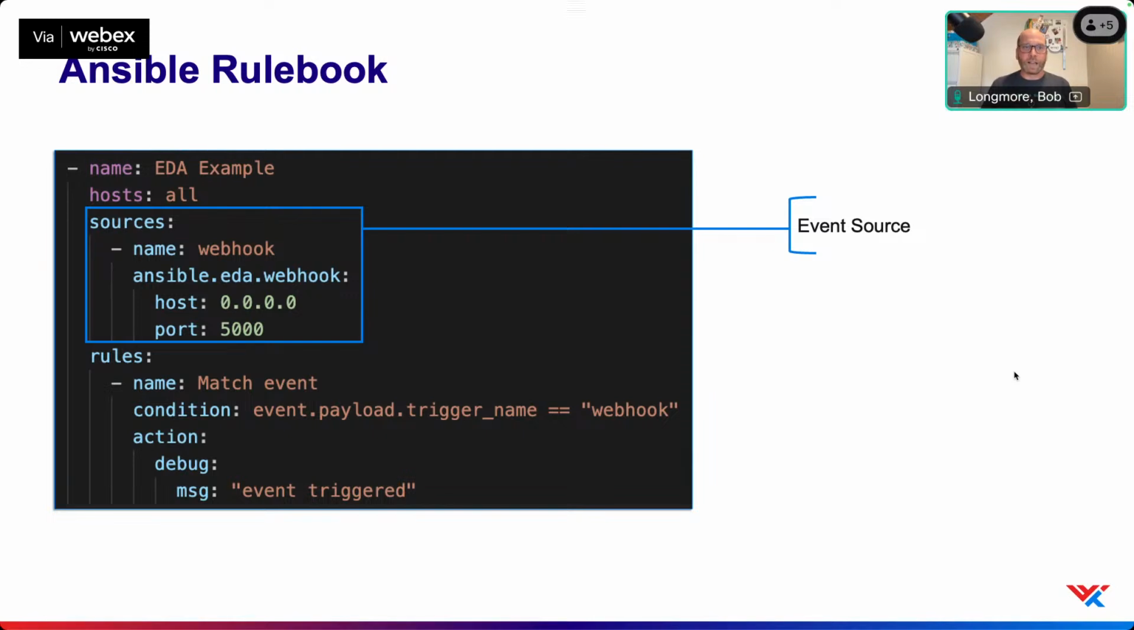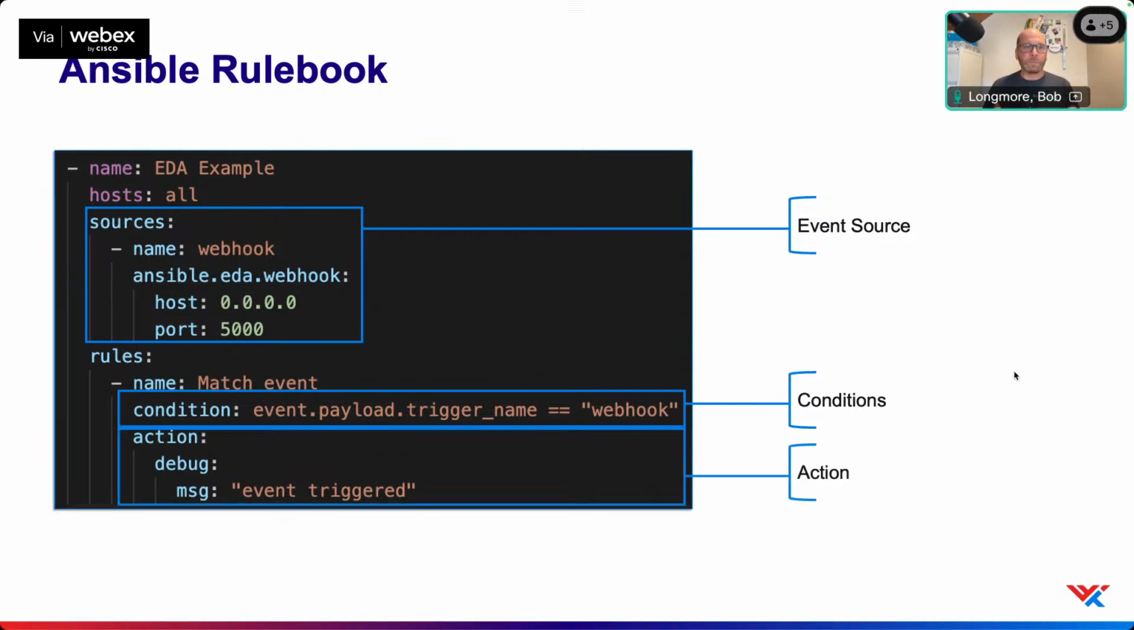In traditional Ansible, we have playbooks, and in EDA, we have rulebooks. And so we'll define our source. We're looking at a webhook, and we're just listening for events on port 5000. For the conditions, we're going to match an event. In this example, we're just looking for a key name, trigger name, with the value of webhook. If that condition is met, we'll take some sort of action. In this example, we're just going to print out a message to the screen that says event triggered. So that's a small primer on EDA, and we'll get more into that as we go through this.